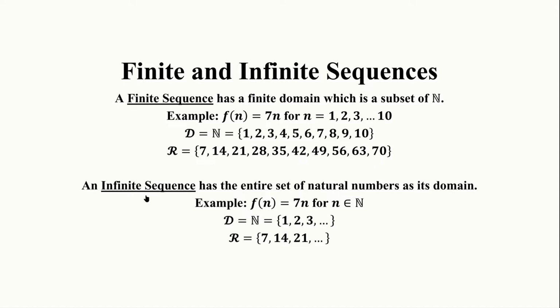An infinite sequence has the entire set of natural numbers as its domain. For example, if I define the same function, f of n equals 7n, but this time I define it for n belonging to N, the domain is going to be the set of natural numbers, and the range is going to be all the positive multiples of 7.